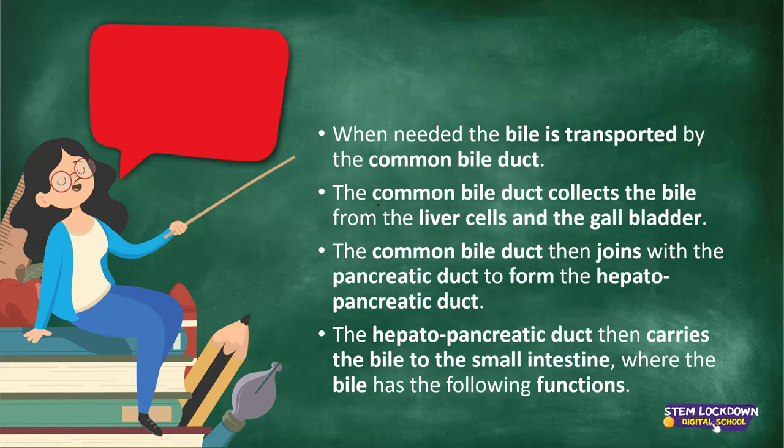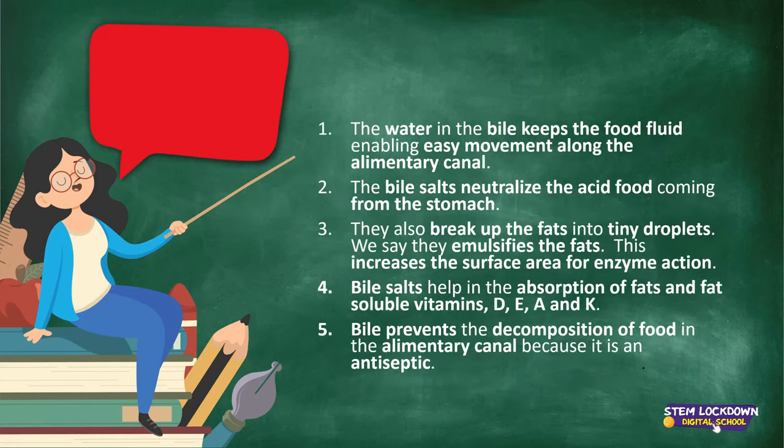Okay, so now when the bile is transported by the common bile duct, the common bile duct collects the bile from the liver cells and the gallbladder. The common bile duct joins the pancreatic duct, which forms the hepatopancreatic duct. And the hepatopancreatic duct then carries the bile to the small intestine, to the duodenum, right? The first part of the small intestine, and it has the following functions. The bile has the following functions.